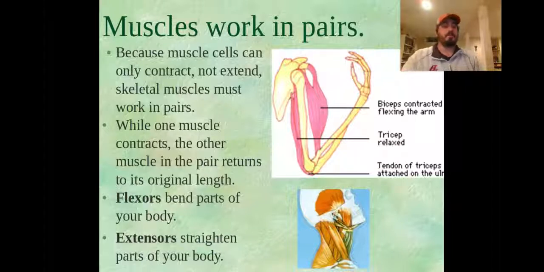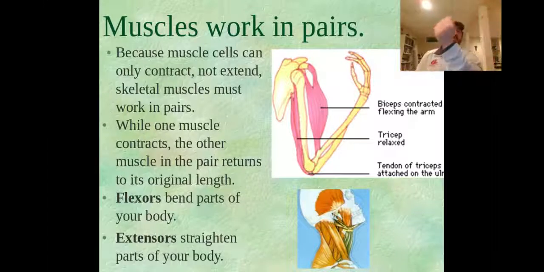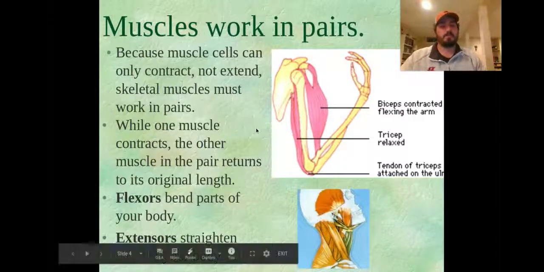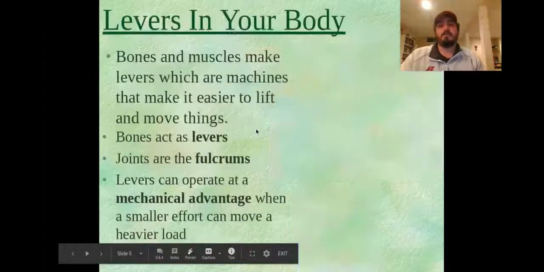So flexors, right, and you think about flexing, they bend parts of your body, and extensors straighten parts of your body. And obviously we like the bicep tricep because that's a really easy one. We have the same things in our wrist, right? We have flexors and we have extensors. All right. We have those all over our body. So when a muscle works in pairs, flexors and extensors, those are the two types or categories of pairs.